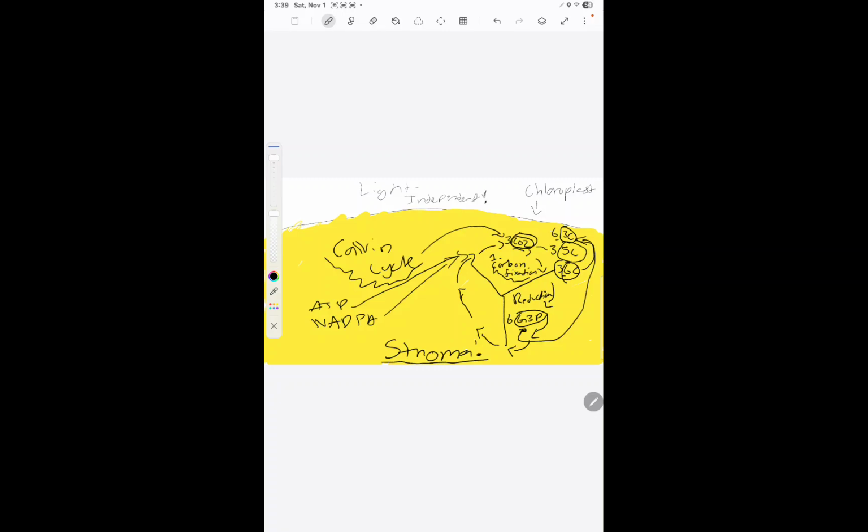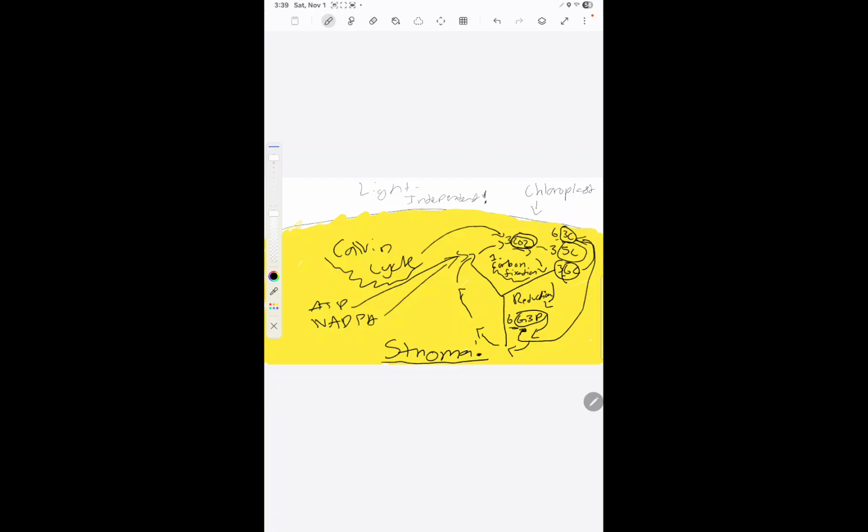So for every 3 carbon dioxides that enter the Calvin cycle, you will end up getting 6 G3P made. So that's why I wrote the 6 here. And then one of the 6, sorry, I just dropped my pen. One of the 6 G3P goes on to produce a glucose, and the other 5 are recycled to form your original 5-carbon intermediate, is what it's called.